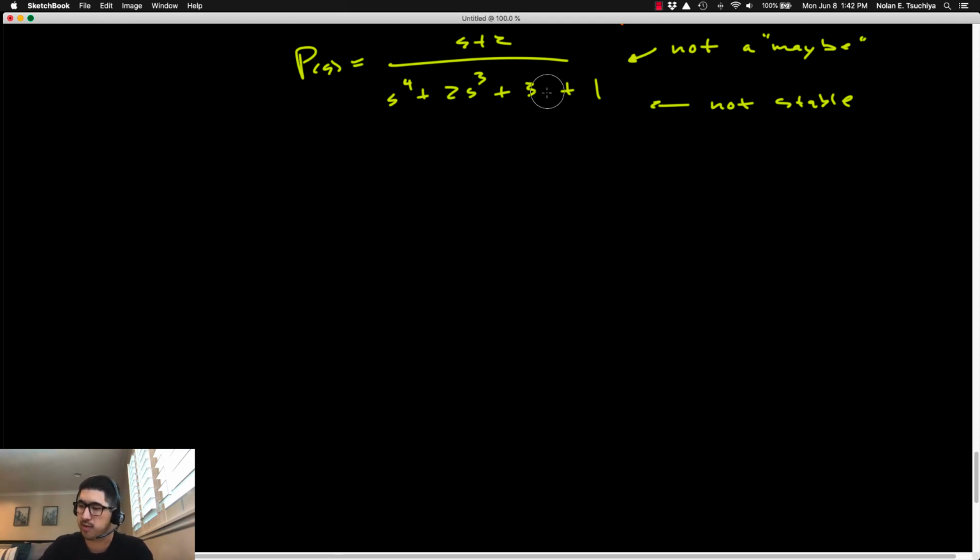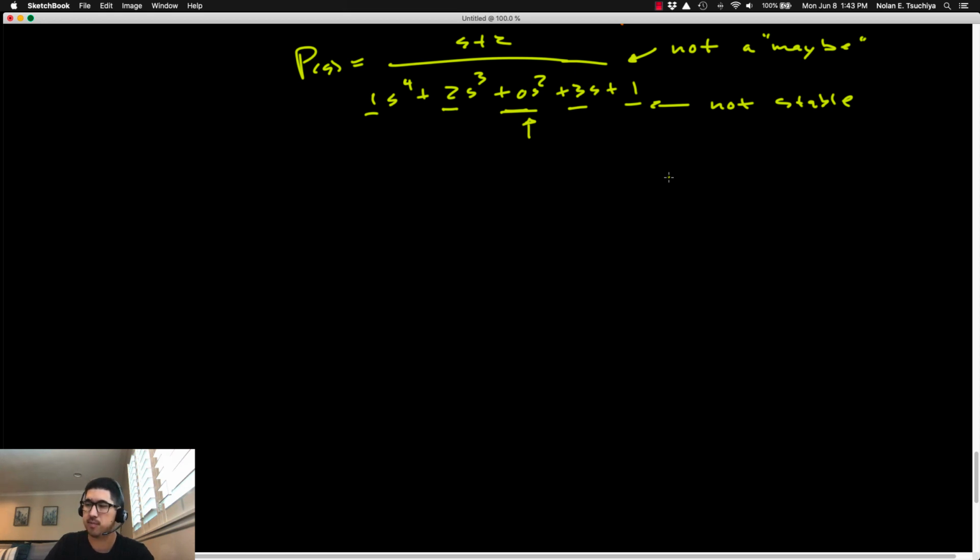If I were to write this out a little bit more precisely, I could write it like this. 1s to the fourth plus 2s cubed plus 0s squared plus 3s plus 1. That is not strictly positive, right? 0 is not greater than 0. So it's not strictly positive, and therefore it does not satisfy the necessary condition for stability, and therefore we can guarantee that this is not stable. Therefore, there's no reason to apply the Routh test on this transfer function.